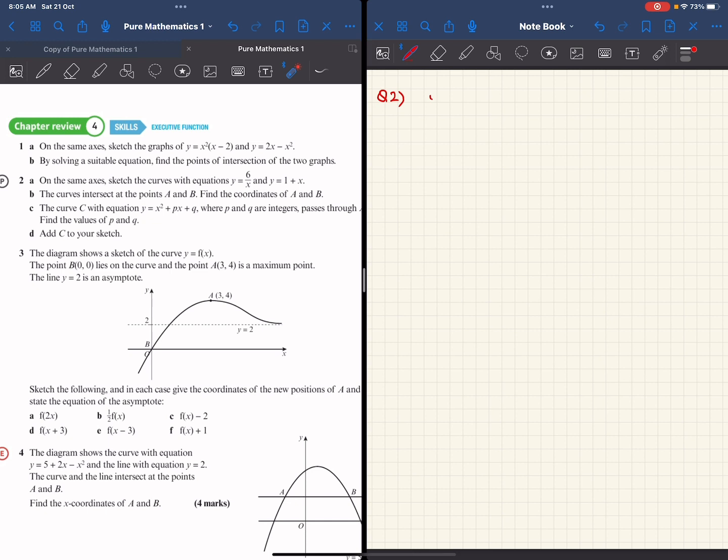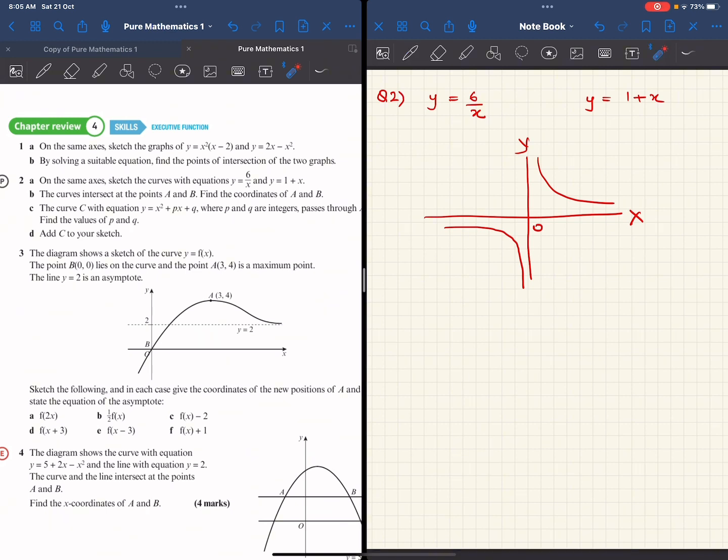So we have two graphs intersecting. The first graph is y is equal to 6 divided by x, and the next graph is y is equal to 1 plus x. The first graph is a reciprocal graph. We can sketch it. It's a positive reciprocal graph, so it will be somewhat like this. This is our x, this is y, and this is the origin.